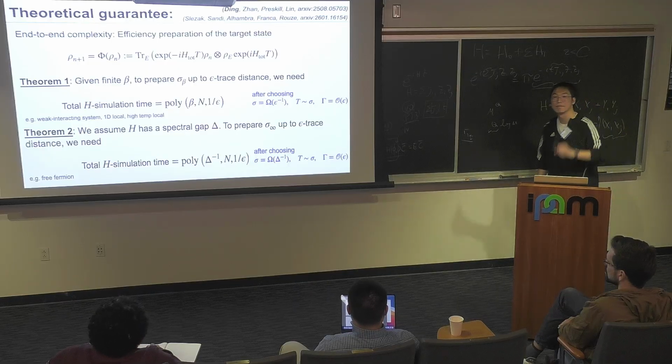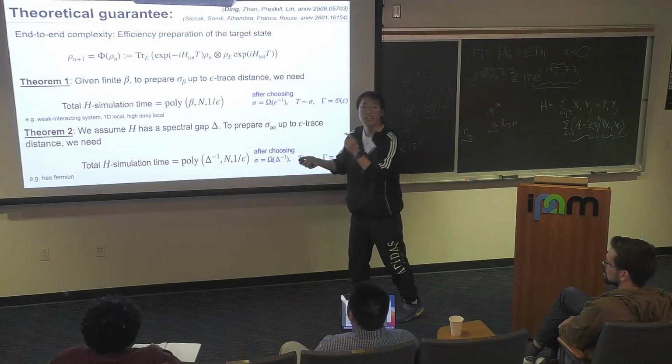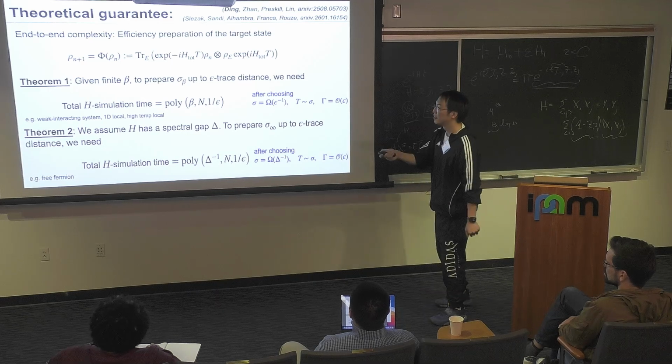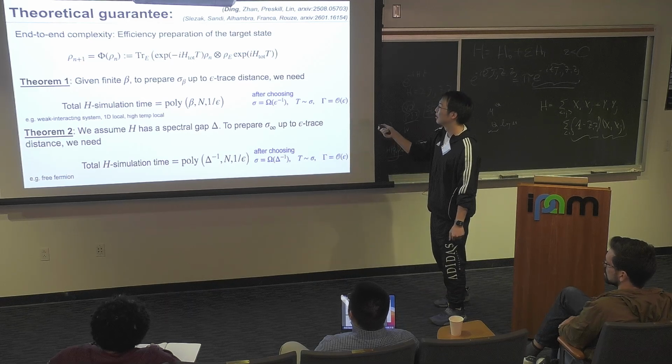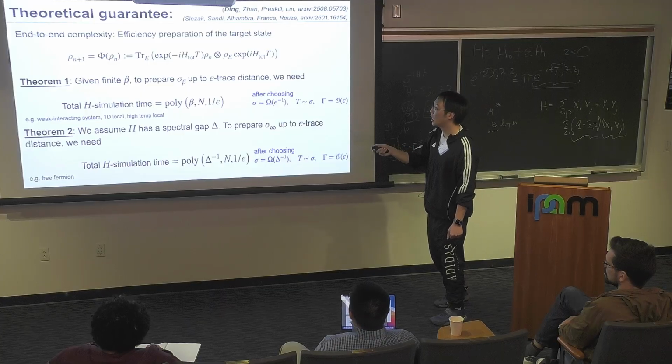Sorry, are all of these examples of conditions where this will work, or are all of these necessary conditions for Theorem 1, weakly interacting 1D high temperature? These are sufficient conditions, but definitely not necessary. But if this works for arbitrary beta, then you're saying that you can do thermal phase transitions, which would be surprising.